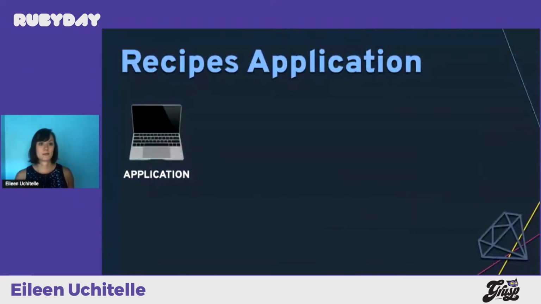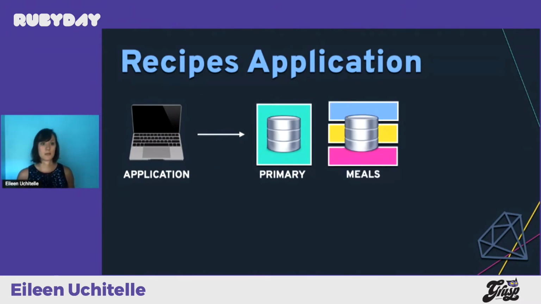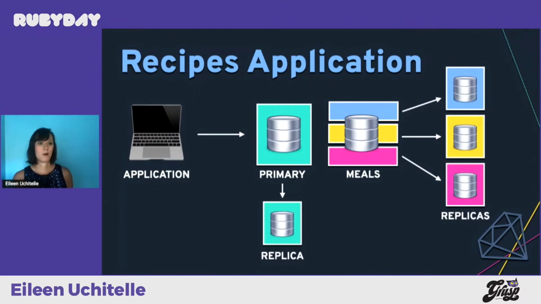In the following slides, we have a recipes application. The application has one primary database that contains tables such as users. It has a second database called meals that contains recipes. The meals database has 3 shards: the default shard, which contains the shard keys that are used to look up data from the other 2 shards, and those 2 shards contain all of that content. Both the primary and meals database have replica databases.